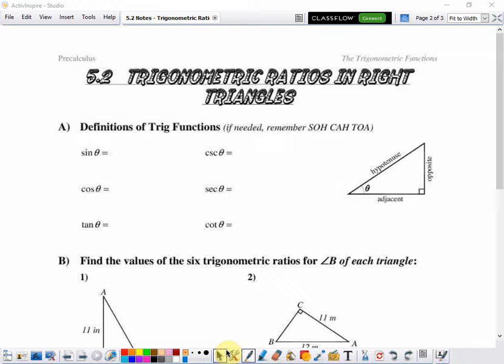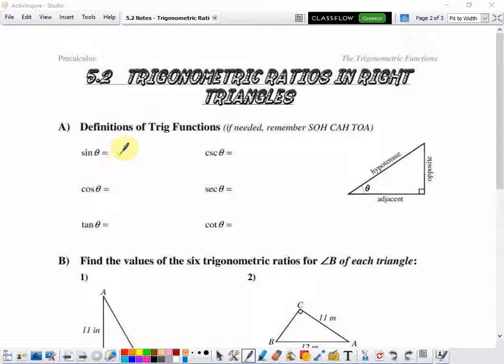Hey guys, welcome back. Today we are talking about trigonometric ratios in right triangles. So the ones that we're most familiar with are sine, cosine, and tangent. You may remember learning SOHCAHTOA. Sine is opposite over hypotenuse, cosine is adjacent over hypotenuse, and tangent is opposite over adjacent.